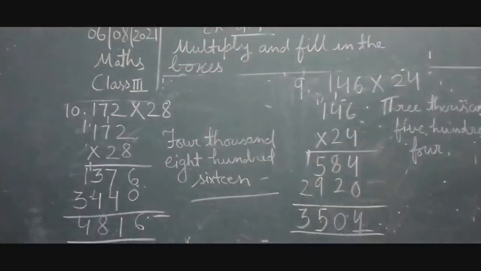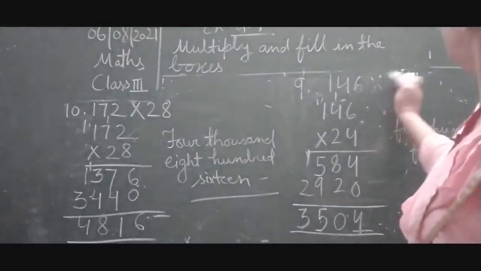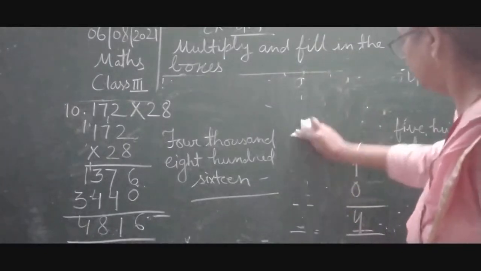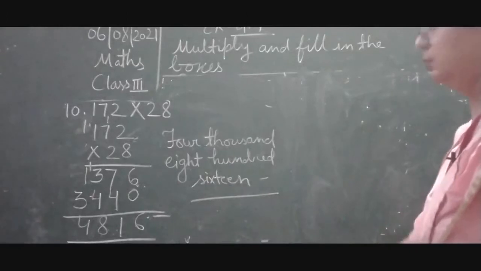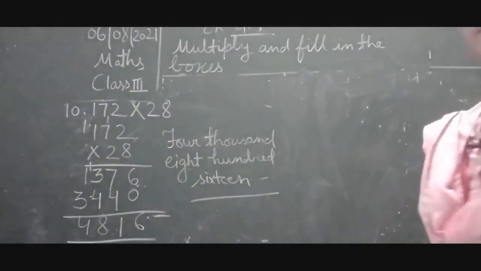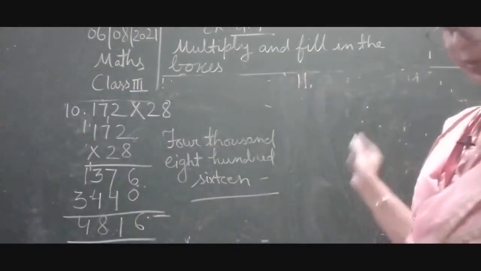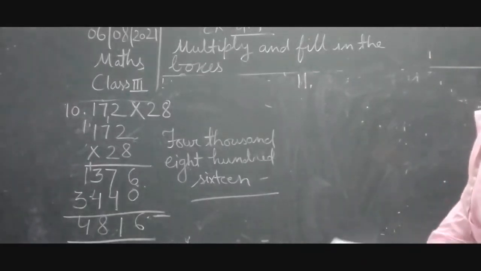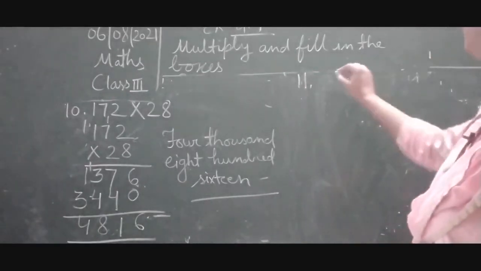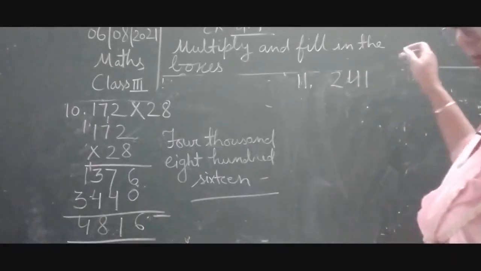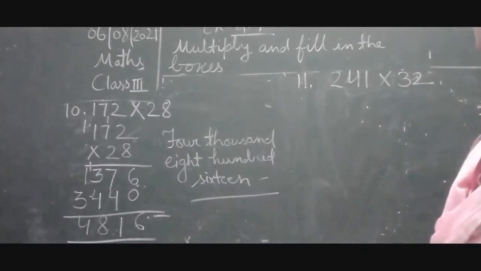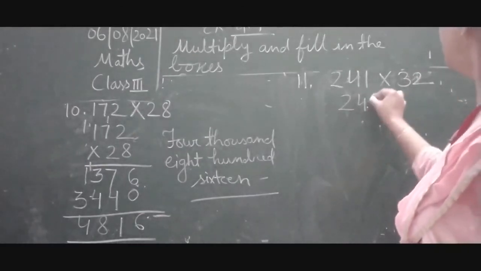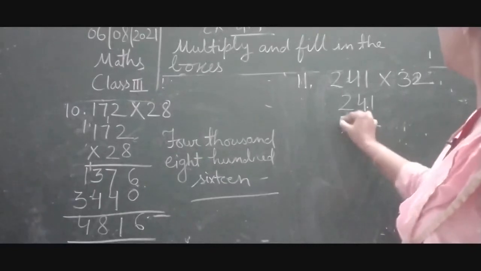Now we are going to do number 11. 11 we will do here. Okay. Number 11 we are going to do over here. So at number 11 it is written 241 multiplied by 32. Okay. So here 241 multiplied by 32.